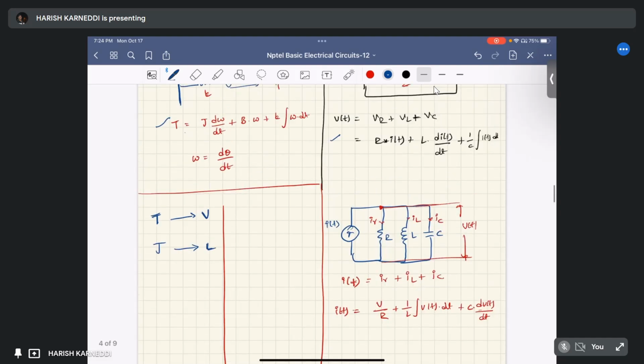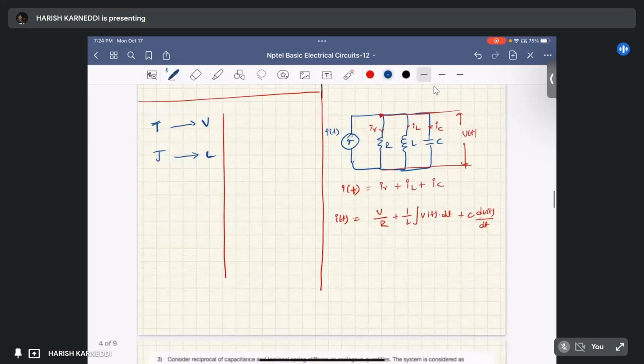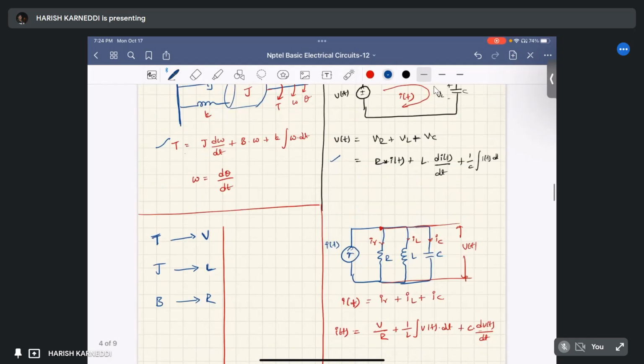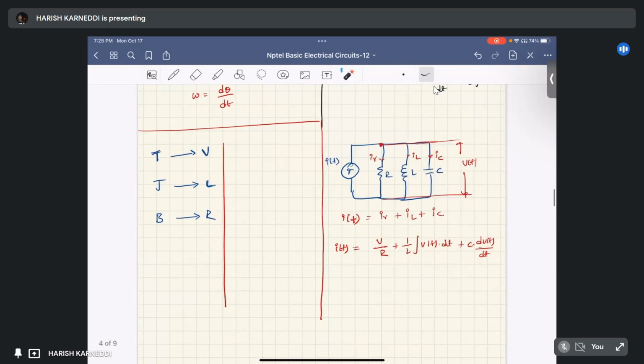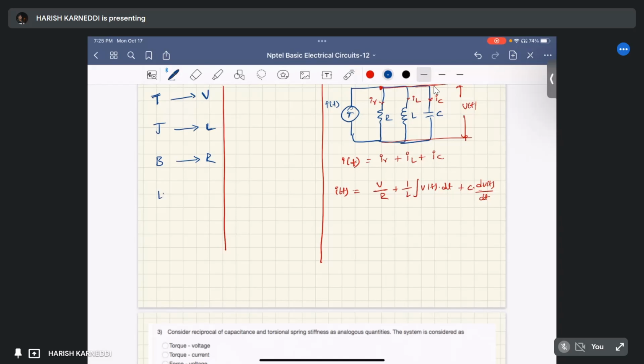And next, here it is b into omega, here it is R into I of t. So we can represent this as b equal to R. Coming to the last term, it is an integration term. It is multiplied with K, the integral function. Here we have the integration term, however our multiplication factor is 1 by C. So K equals 1 by C.